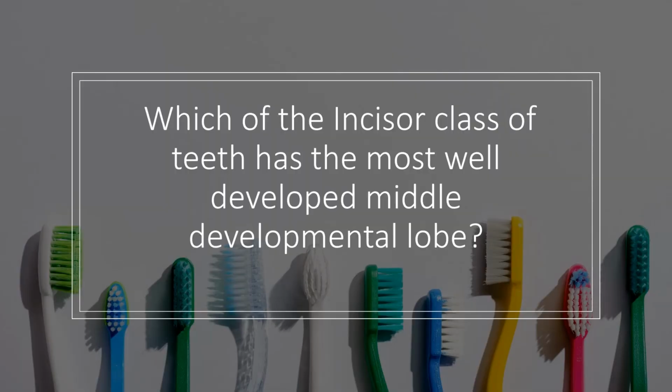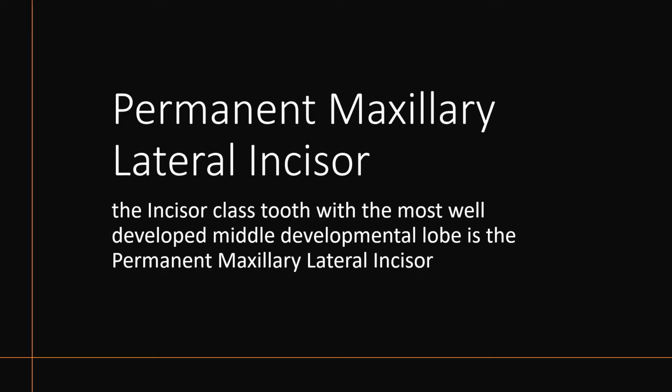So now the question is, which of the incisor class of teeth has the most well-developed middle developmental lobe? We're talking about incisor teeth. The permanent maxillary lateral incisor has the most well-developed middle developmental lobe in terms of incisors. If we talk about all of the teeth altogether, including incisors, then the canine has the most prominent middle developmental lobe, and that is why its labial ridge is very prominent.